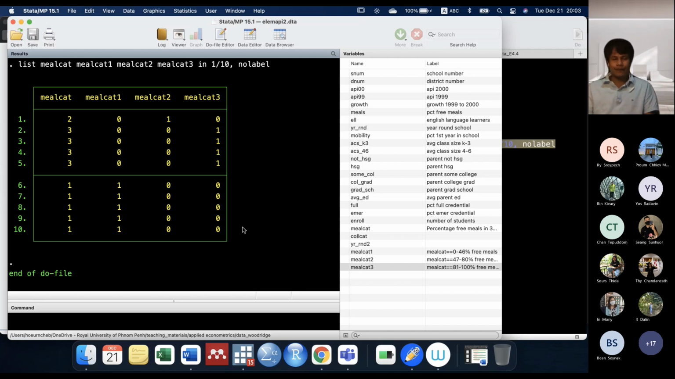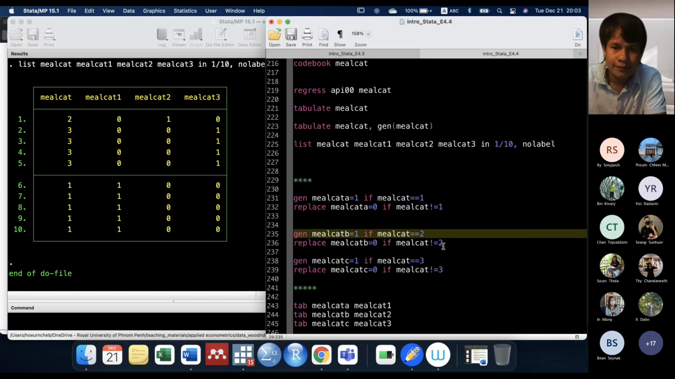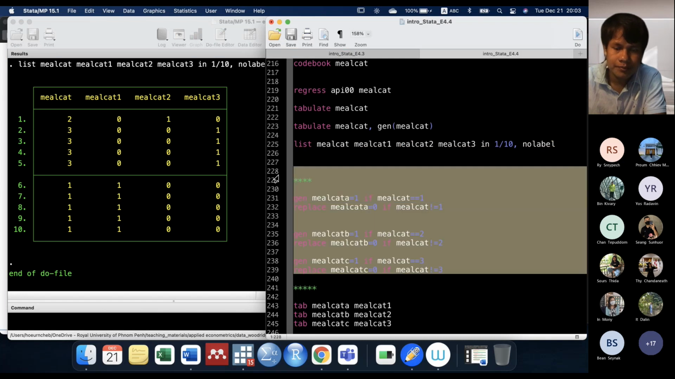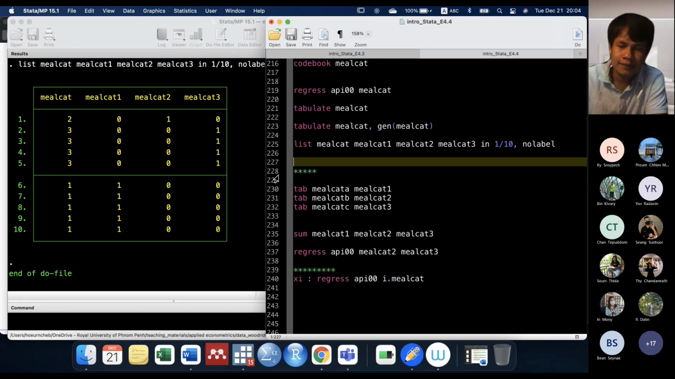Is that okay? Any questions with this dummy, guys? You may not understand it during the lecture. Hopefully you see the picture and understand it here. Any questions with generating dummies? All right, so next.